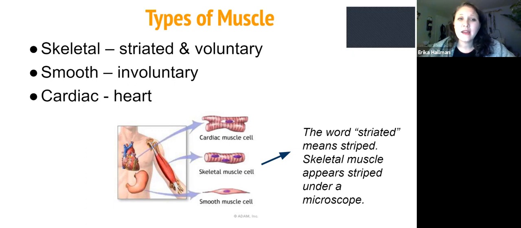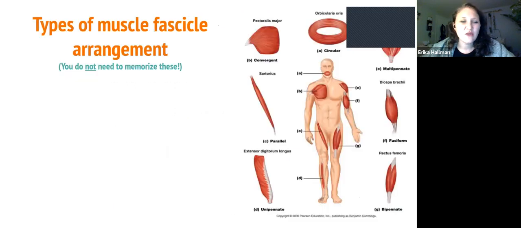And our cardiac, again, is under involuntary control. It's going to be striated branching muscle cells. So we see that striation in skeletal tissue mostly. You do not need to memorize the following terms. I just wanted to introduce you to the idea that we name muscles after the arrangement of the fiber.